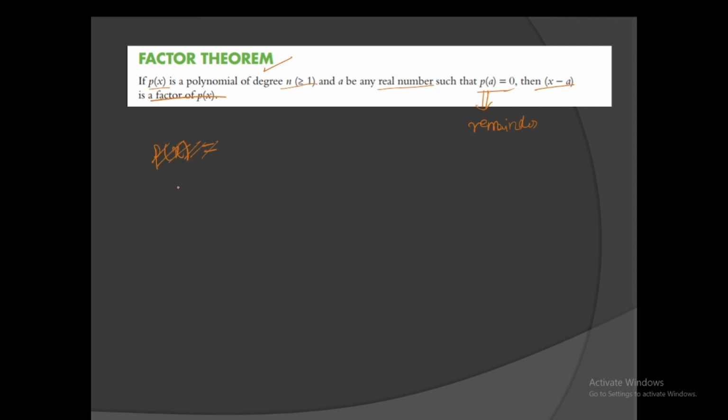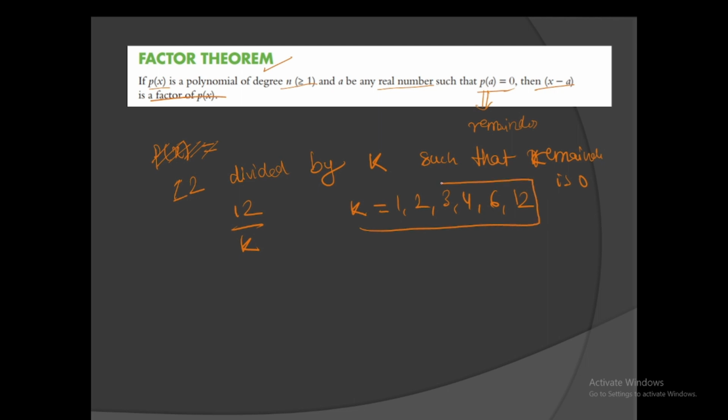Simply, first let's see it in algebra. Basically, suppose 12 is divided by k such that the remainder is 0. K can be 1, 2, 3, 4, 6, and 12. So these are the possible values of k for which we will be getting remainder to be 0. And what are all these? These are the factors of 12. So when the remainder is 0, we say that it is a factor of it.